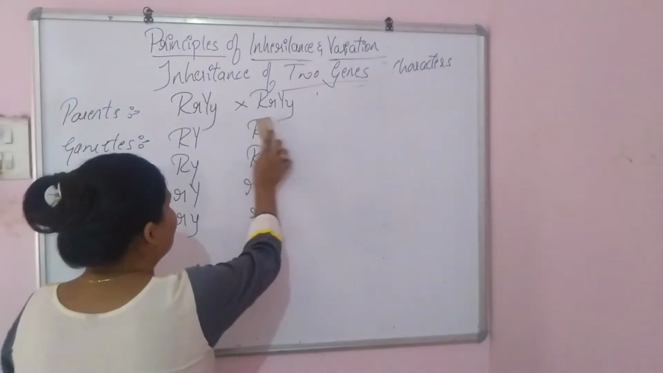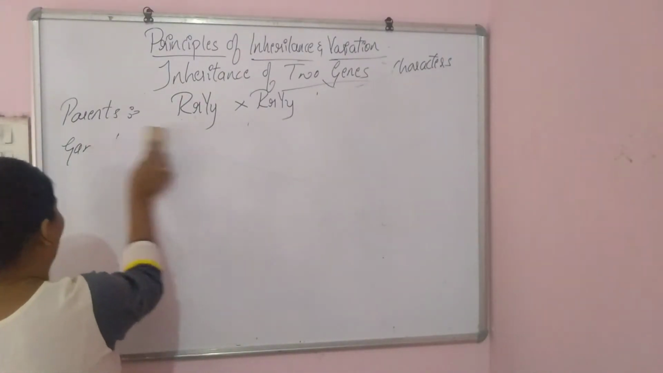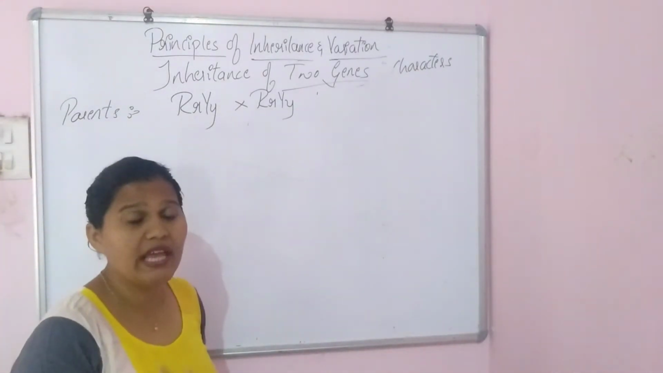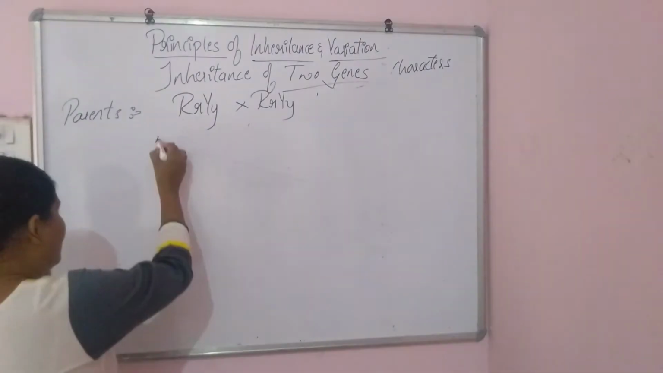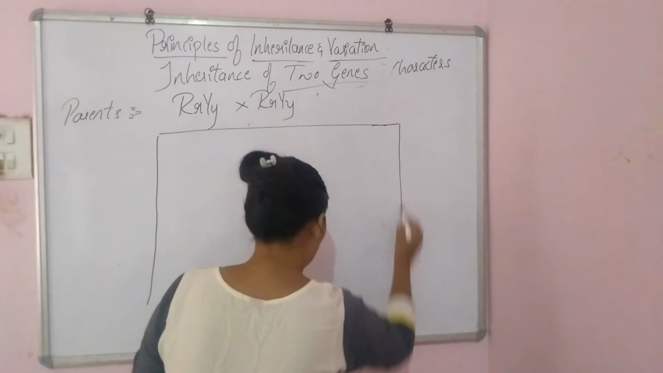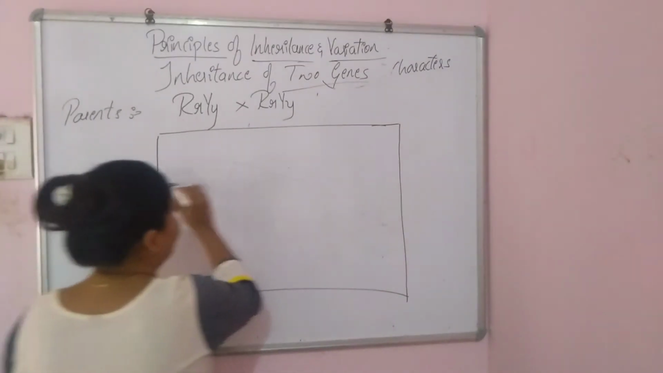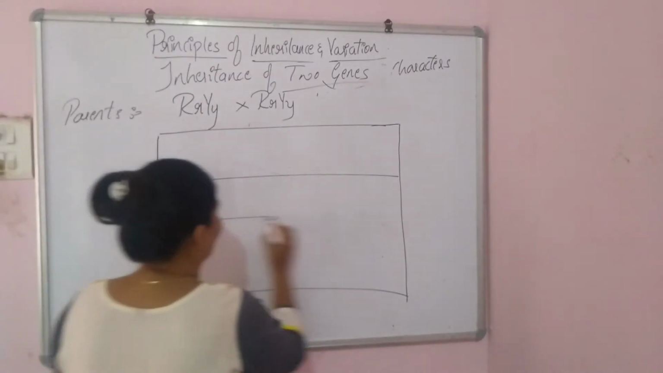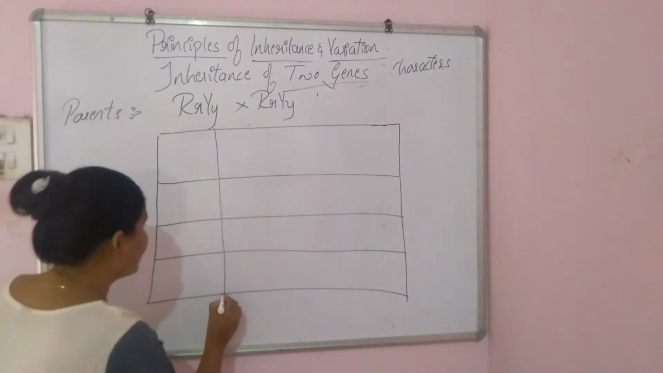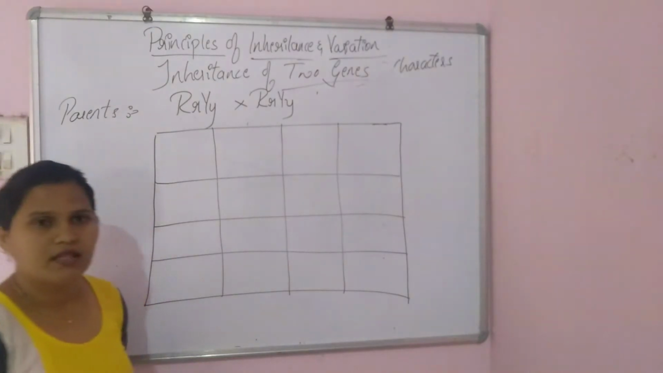So let's put the Punnett square, so that we'll get to know how the offsprings will form in the F2 generation. Please try to do it yourself also. Okay. This is the square.